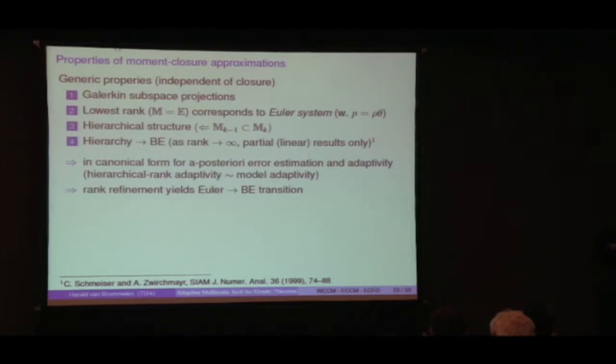This has two implications, which are nice, is that it's really in canonical form for a posteriori error estimation and adaptivity. Right? So the hierarchical rank adaptivity would correspond to model adaptivity. And the rank refinement would provide you with the transition between the Euler equations, which is the baseline model, and the Boltzmann equation. So it's really a beautiful model for doing model adaptivity.